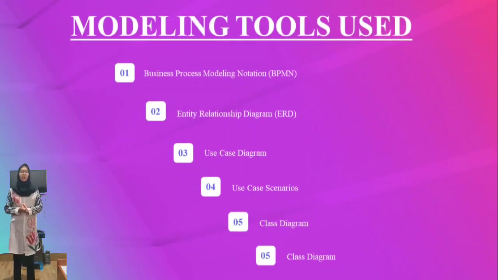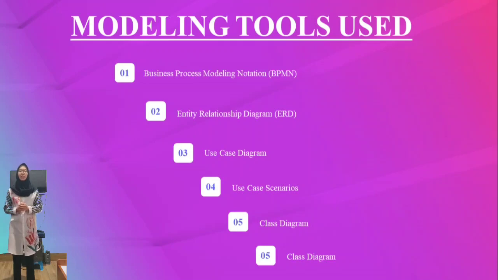Modeling tools used in making the application. Number 1 is Business Process Modeling Notation or BPMN. BPMN is a standard for business process modeling in an organization, used to create a process design that describes the business process that will be made to build the system. Number 2 is Entity Relationship Diagram or ERD. ERD is a diagram that is often used to describe the relationship between data tables in a database.